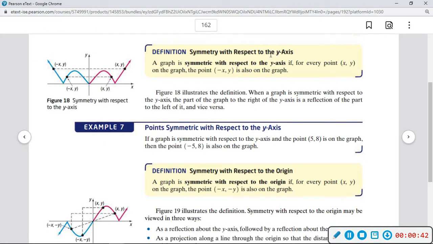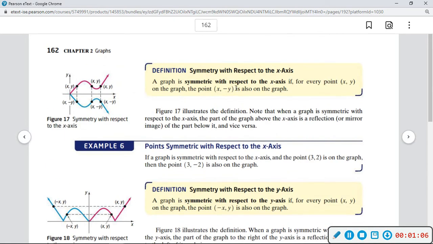Here's a formal definition. You're given an ordered pair. If for every ordered pair you have, you change the x value to negative and the y value stays the same, so like here you have a positive x, y, and if I flip to negative, I still have the same y value straight across. It's a flip across the y-axis. That's y-axis symmetry.